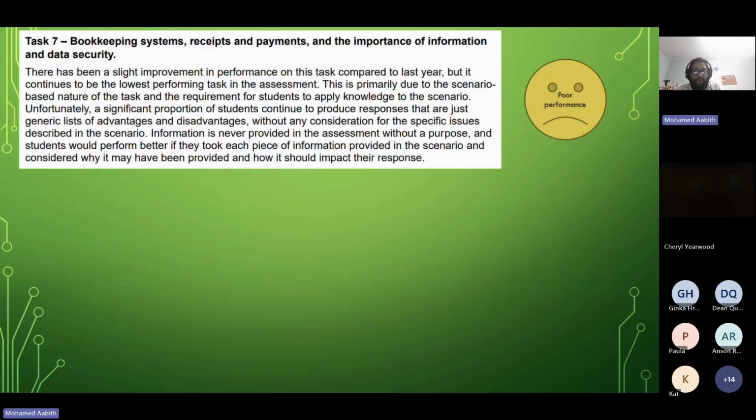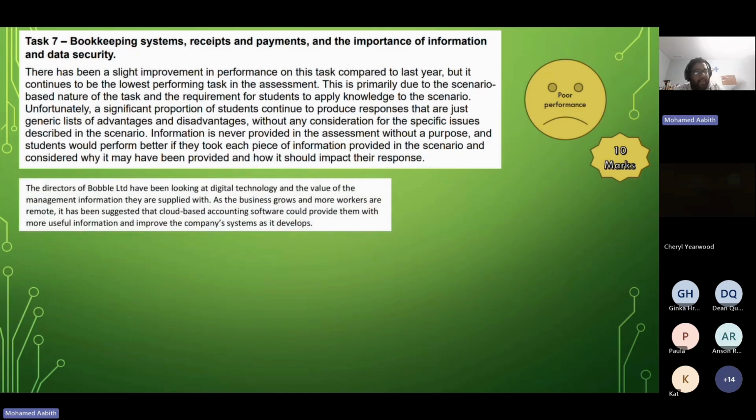This one is a poor performance, and it got 10 marks. Again, it's only 10 marks, but only part of it is going to be written. So here, for example, this question has been set out for the students. They're saying a director of Bobble Limited has been looking at digital technology and the value of the management information they are supplied with. As the business grows, more workers are remote. It has been suggested that cloud-based accounting software could provide them with more useful information and improve the company system as it develops. So here we are looking at the turn of the 21st century.